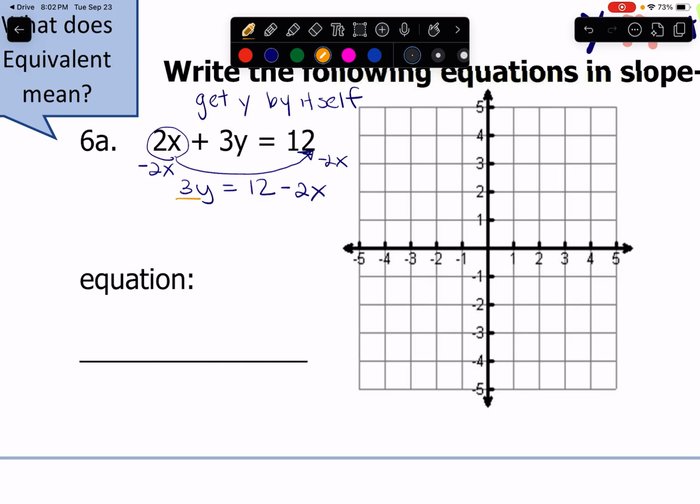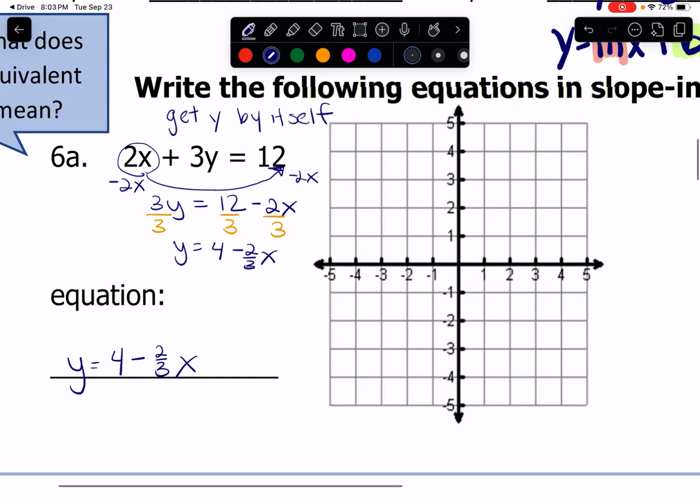All right, now I need to divide by 3 to get the y by itself. If I divide 3y by 3, I have to divide the 12 by 3, and I have to divide the 2 by 3. So that's going to give me y equals 12 divided by 3 is 4. I can't actually divide 2 and 3, so I'm just going to leave it, minus 2/3 x. Now the equation is by itself, so that's going to be 4 minus 2/3 x.